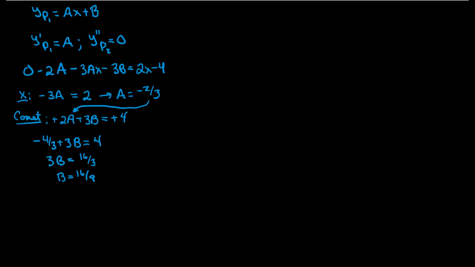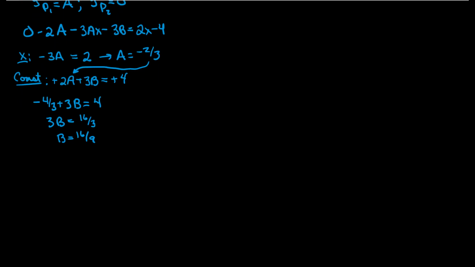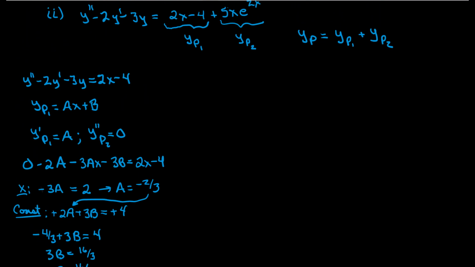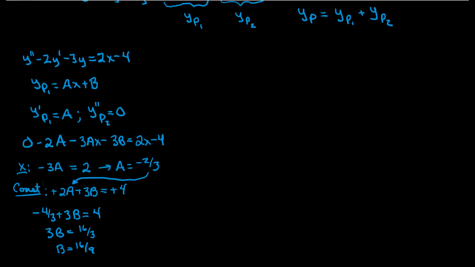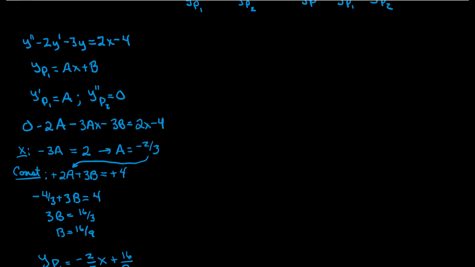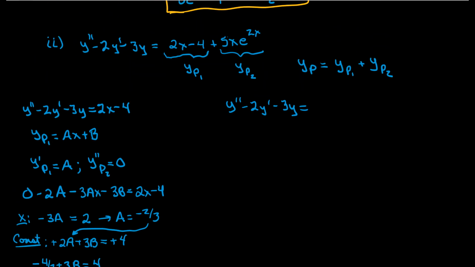Okay, so what's going to happen is that my y sub p1 is going to be my a value, so it's going to be a negative 2/3 x plus 16/9. So there is part of my particular solution. Now, I'm going to come back up here and do the second part of this. The second part is the second derivative minus 2y prime minus 3y equals, I've already attended to the 2x minus 4.